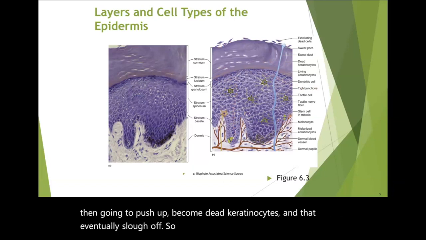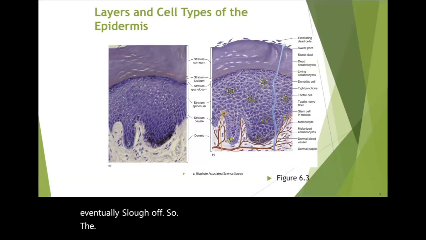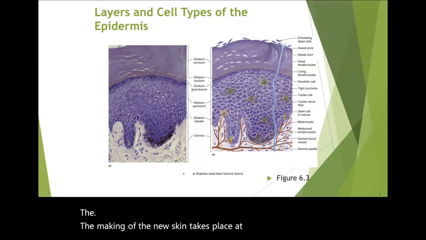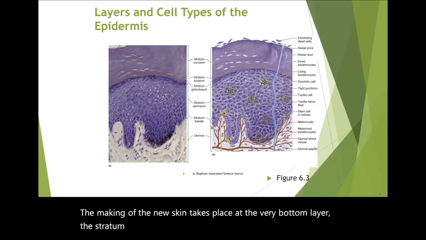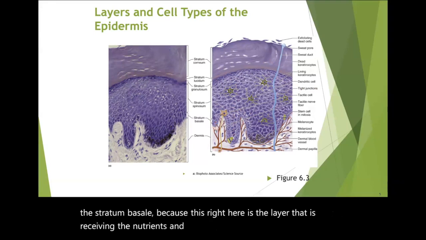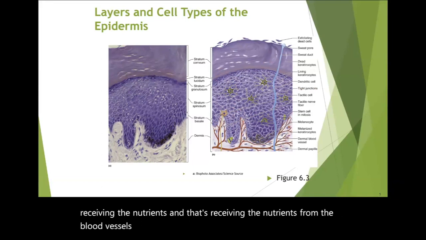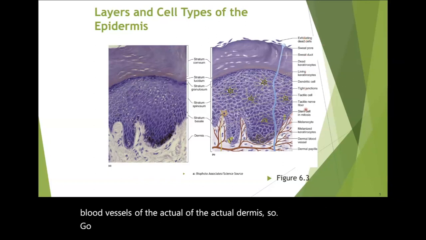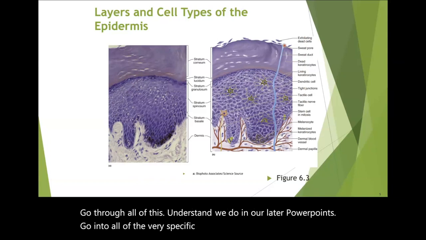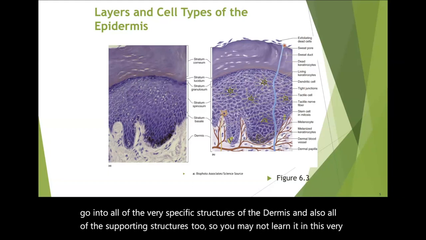So the making of the new skin takes place at the very bottom layer, the stratum basale, because this right here is the layer that is receiving the nutrients, and it's receiving the nutrients from the blood vessels of the actual dermis. So go through all of this, understand. We do in our later PowerPoints go into all of the very specific structures of the dermis, and also all of the supporting structures too. So you may not learn it in this very one picture, but I am pointing it out now too.